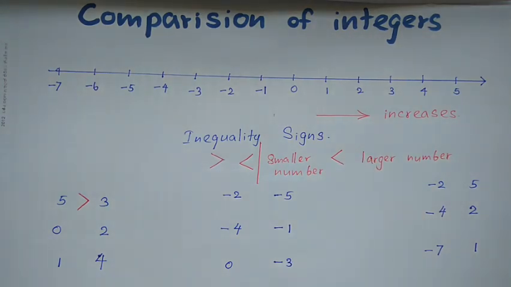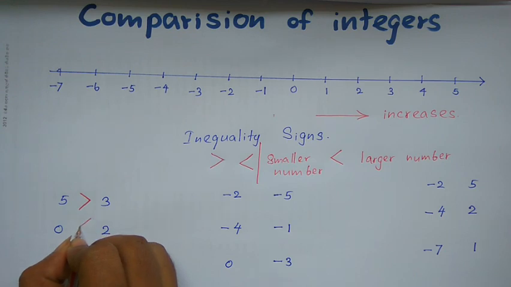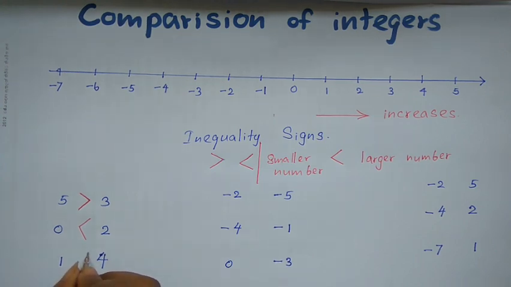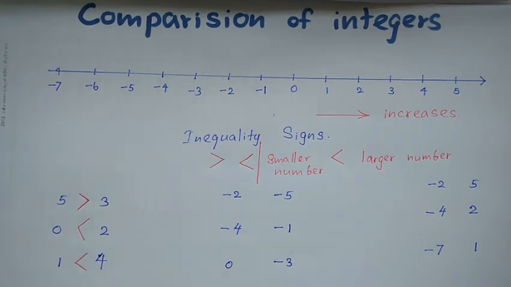Now let's compare 0 and 2. You know 2 is the larger one. Then the open side should be on the side of 2. 1 and 4. 4 is the larger one. Then the open side should be on 4.